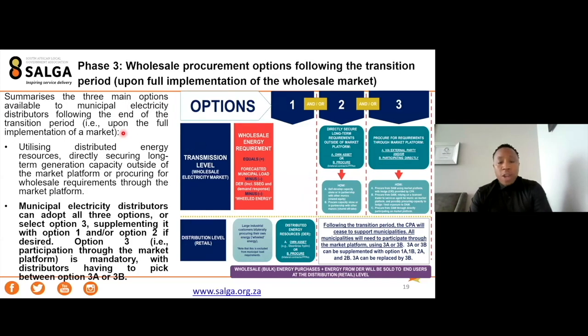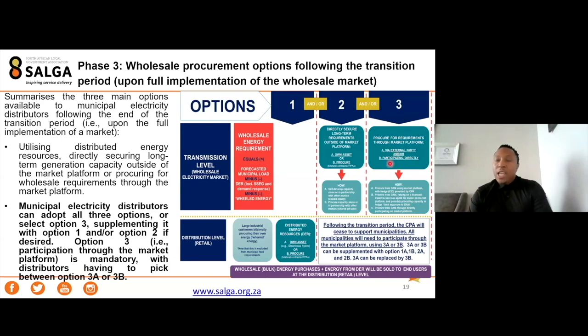And then in phase three of the transition, where you now have the full implementation of the wholesale market, the municipalities can also adopt all three options that I've already talked about. Select option three, which is now going to be procuring requirements through the market platform. So now you can see that there is no longer that business model of bulk supply from Eskom and selling to a customer; it is going to be replaced by the procurement of requirements through the market platform.